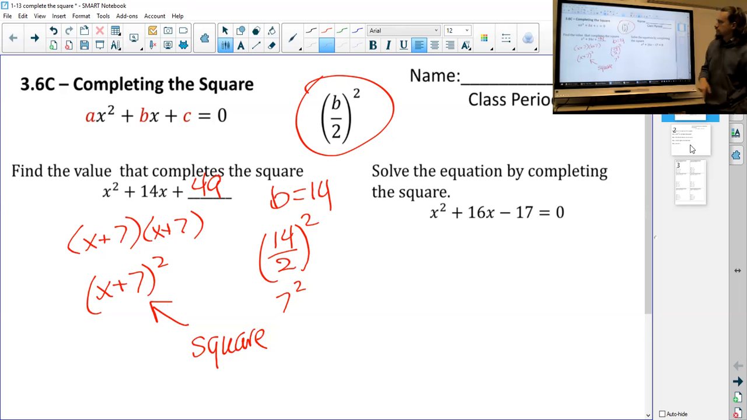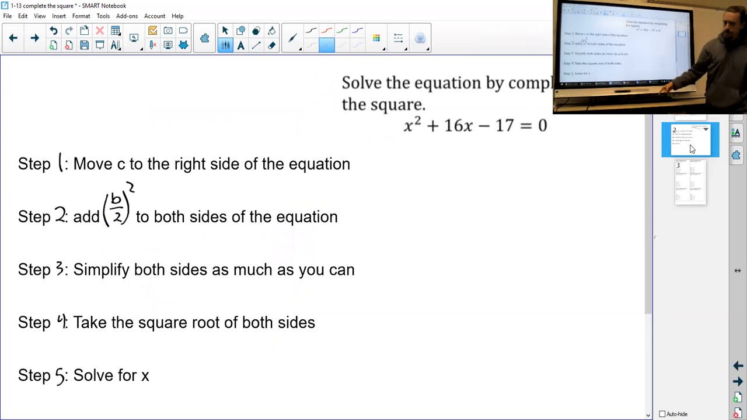So let's put this on its own page with all of the steps we need to do. Don't freak out. I know that's 5 steps, but they're not that bad. So step 1, nice and simple: move C to the right side of the equation. So I want to put this negative 17 on the other side.